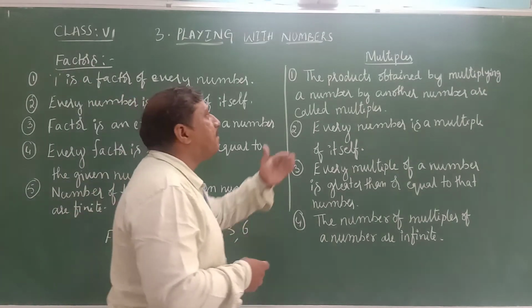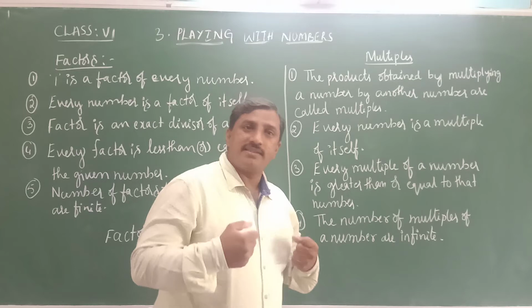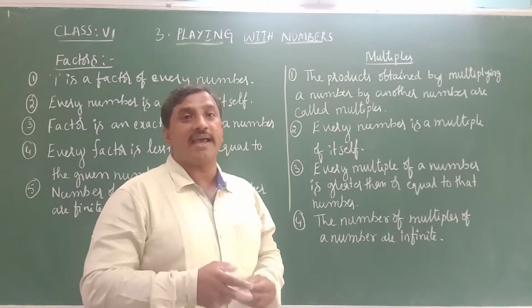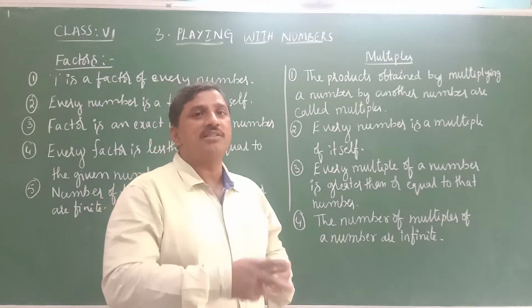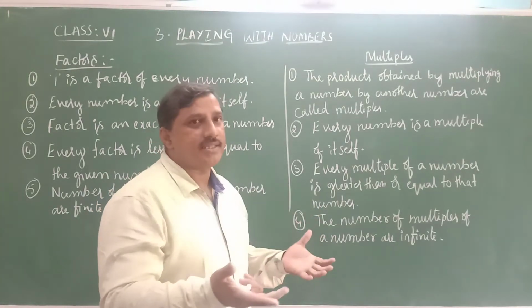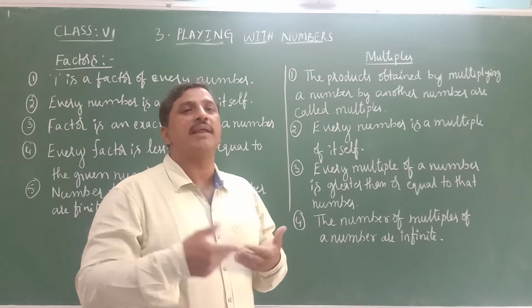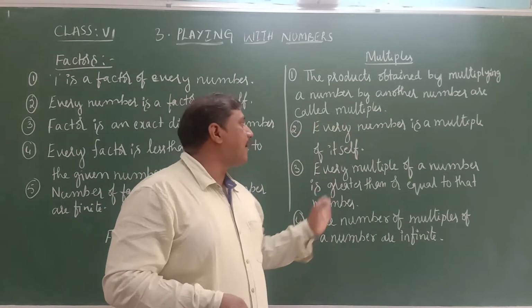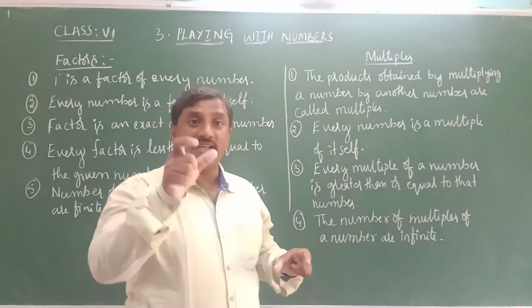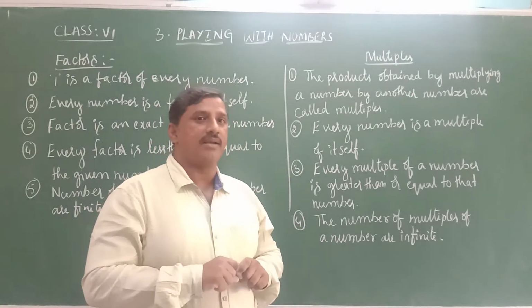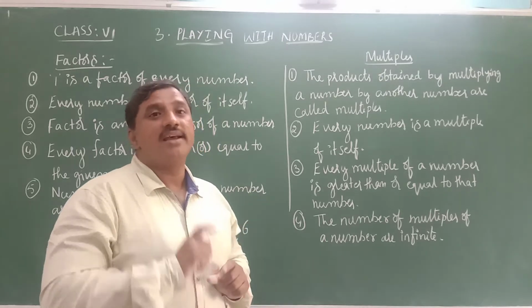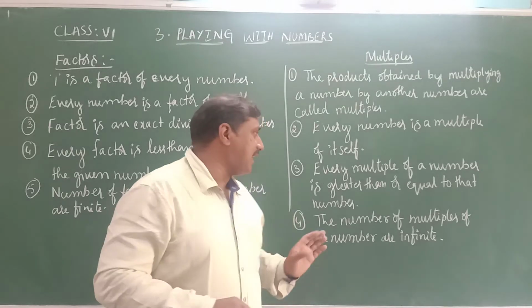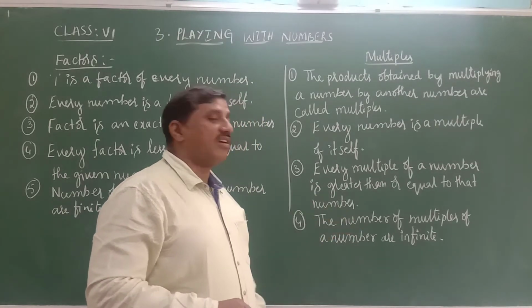Now similarly, multiples. What are multiples? The products which are obtained by multiplying a number by another number. Multiples are nothing but products. Products in the sense, the result which we get by multiplying 2 numbers. Every number is a multiple of itself, and that itself is the smallest multiple. The number itself will be the smallest multiple of that number. Every multiple of a number is greater than or equal to that number.